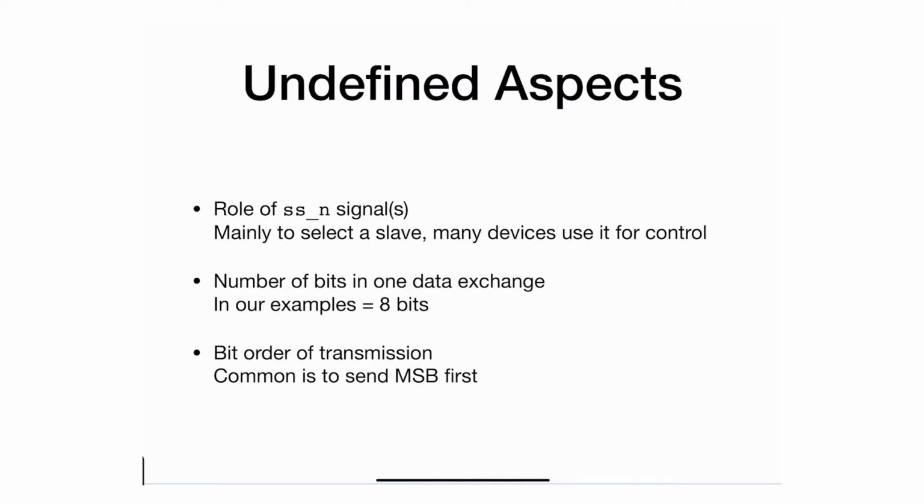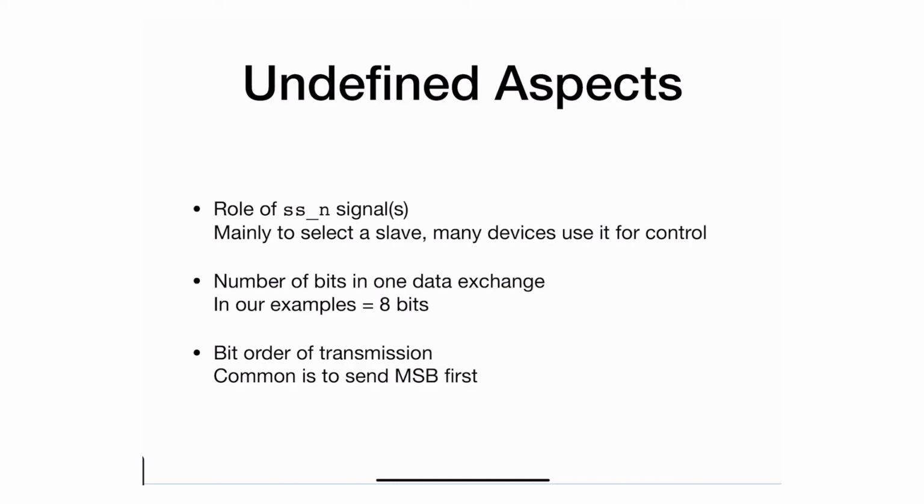The other two aspects are actually pretty straightforward. The number of bits you send in one data exchange is not defined. It's not 8 bits or 7 bits or something. We have seen 8 bits in all the figures and diagrams, and maybe I've shown you an example with 3 bits, but it just is really not defined. So you can have 8 bits, 9 bits, depending on what you're trying to send.